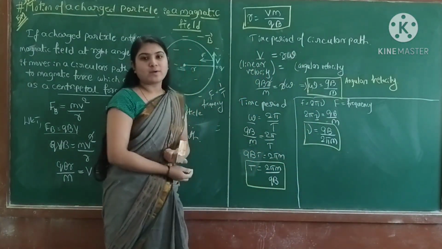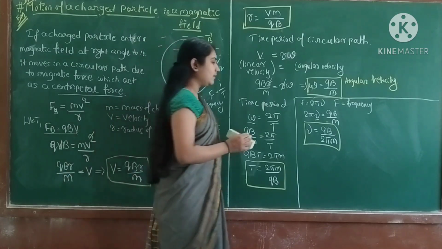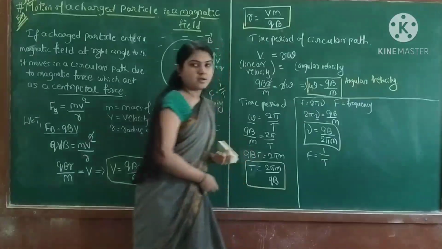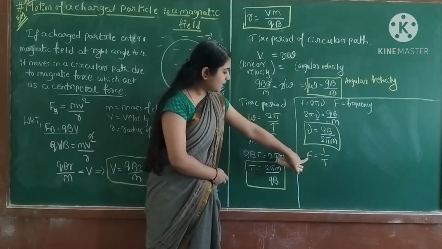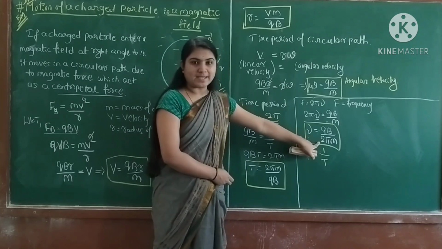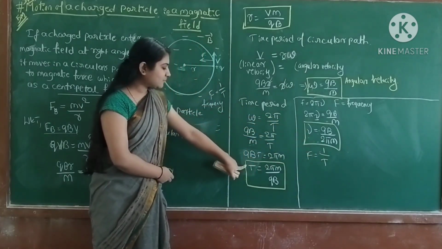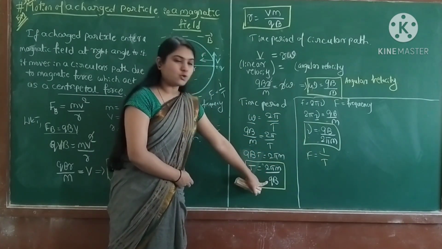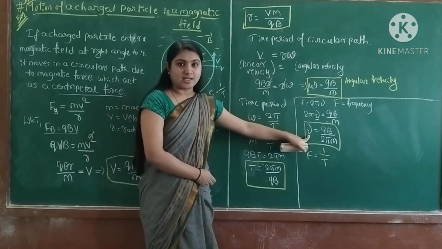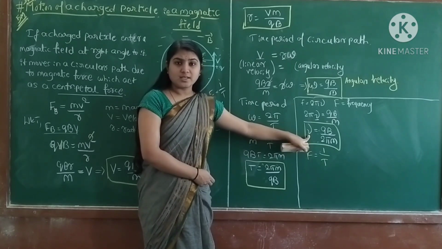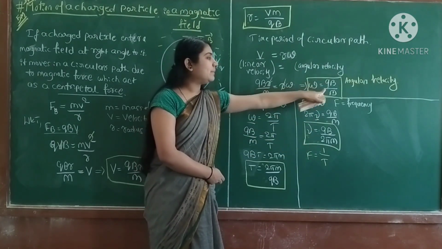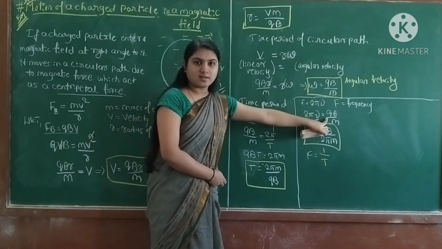Frequency equation: you always know that F is equal to 1 by T. What frequency have we got? QB by 2 pi m. What time period have we got? 2 pi m divided by QB. They are opposite, right? Because this frequency we call mu, and its value is QB by m, which we put here.